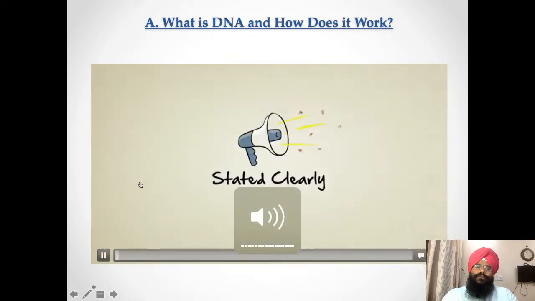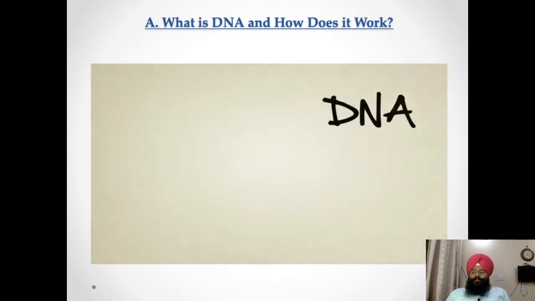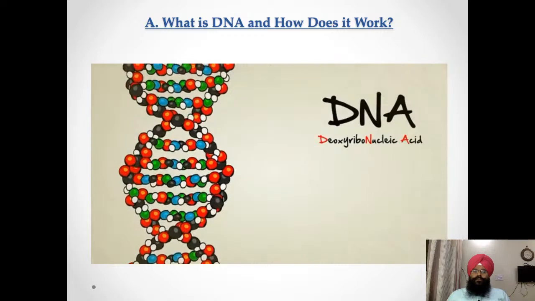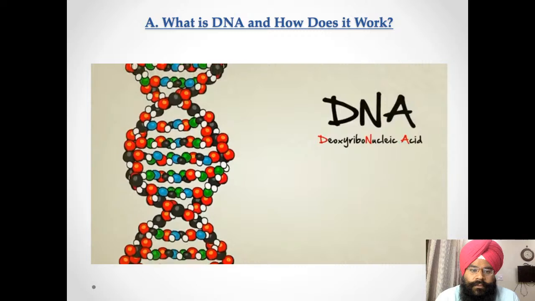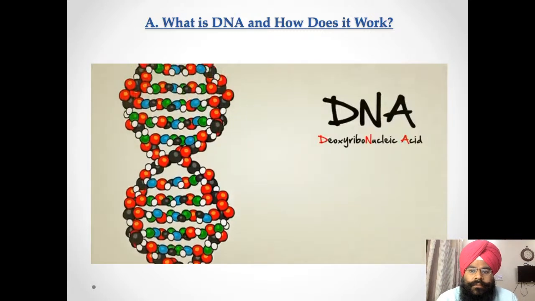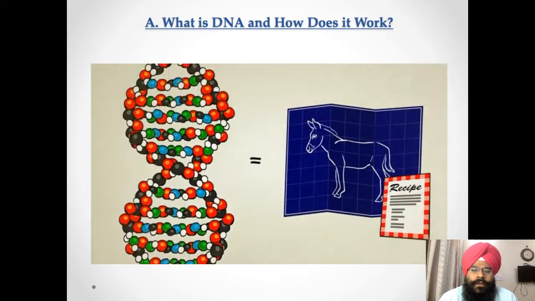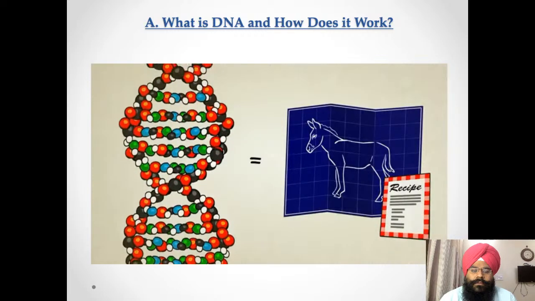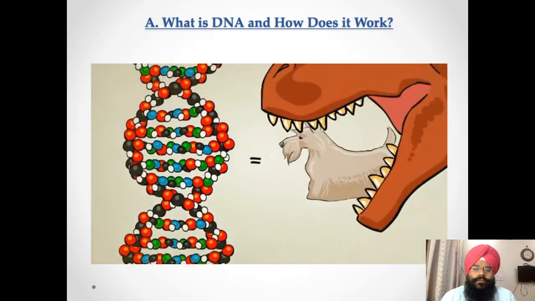Stated Clearly presents: What is DNA and how does it work? DNA, also known as deoxyribonucleic acid, is a molecule. It's a bunch of atoms stuck together. In the case of DNA, these atoms combine to form the shape of a long, spiraling ladder, sort of like this one here. If you ever studied biology or saw the movie Jurassic Park, you probably heard that DNA acts as a blueprint or a recipe for a living thing. But how? How on earth can a mere molecule act as a blueprint for something as complex and wonderful as a tree, a dog, or a dinosaur?